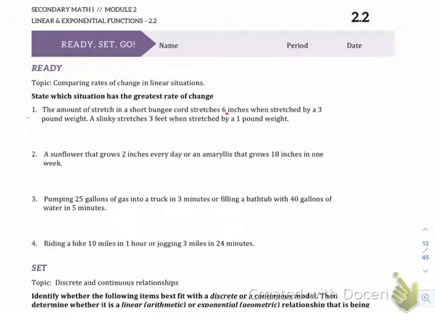First thing is comparing. The first kind of questions you will see here in the Ready part is comparing the rates of change in linear situations. We need to compare the situations. So let's see the very first problem.